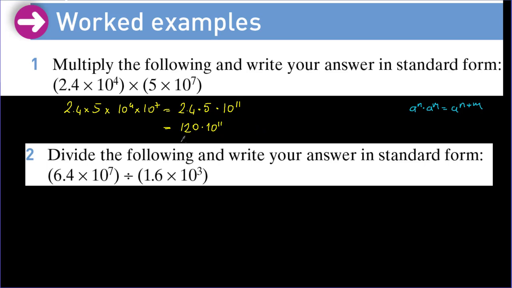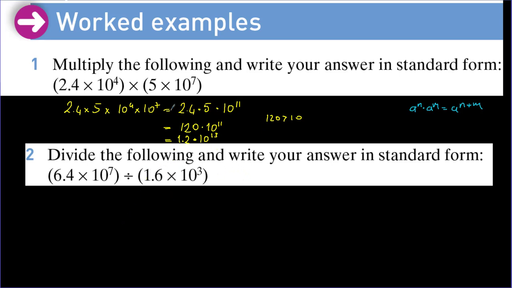But this is not standard form because 120 is bigger than 10. So I'm going to make the number smaller by moving the decimal point 2 places to the left, which gives 1.2 times 10 to the power of 13. That is the standard form of this number.